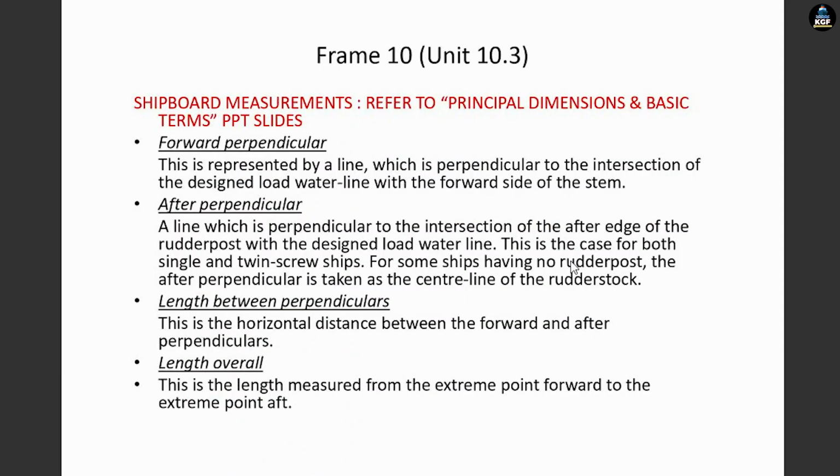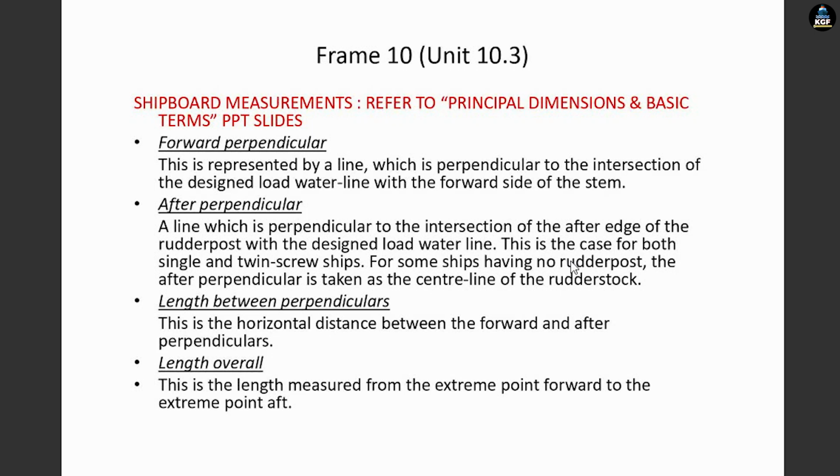Now guys, some definitions. Forward perpendicular is represented by a line which is perpendicular to the intersection of the design load waterline with the forward side of the stem. After perpendicular is a line which is perpendicular to the intersection of the after edge of the rudder post with the design load waterline. This is the case for both single and twin screw ships. For some ships having no rudder post, the after perpendicular is taken as the center line of the rudder stock.